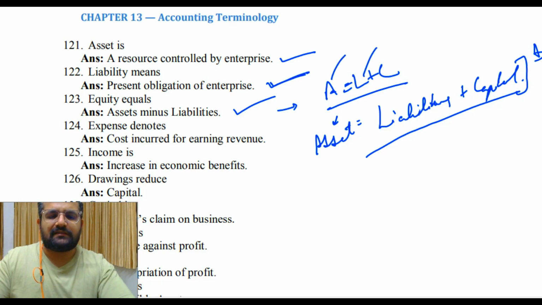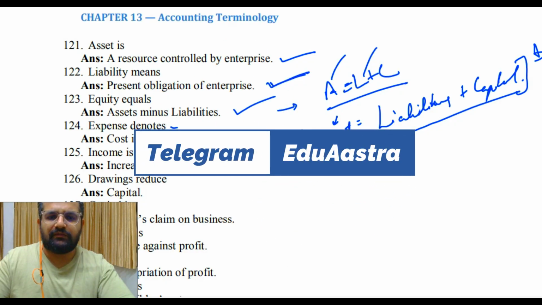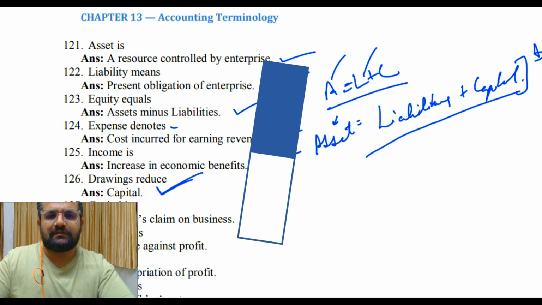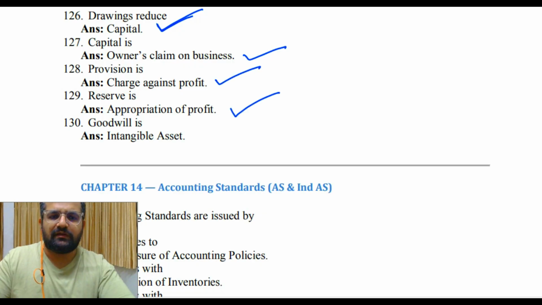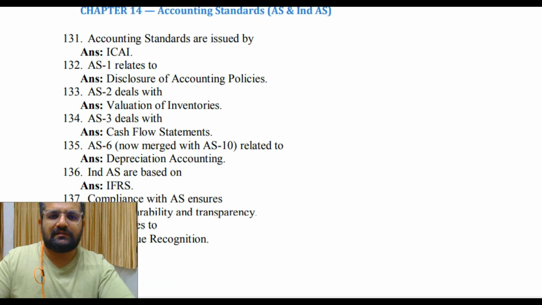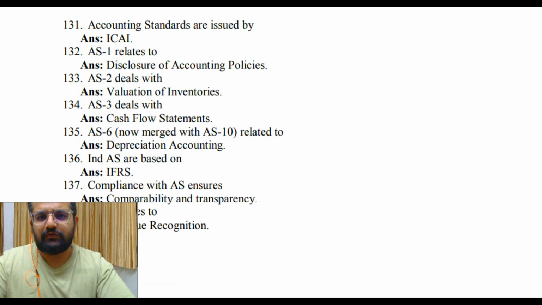प्लस कैपिटल. देन एक्सपेंस डिनोट्स कॉस्ट incurred फॉर अर्निंग रेवेन्यू. इनकम इज इंक्रीजिंग इन इकोनॉमिक बेनिफिट्स. ड्राइंग रिड्यूसेस क्या, कैपिटल. Then capital is owner's claim on business. Provision is charge against profit. Reserve is appropriation of profit. Goodwill is intangible asset. Then accounting standards हमने जो chapter किया था, go and have a look at that chapter as well. There you will find more information.